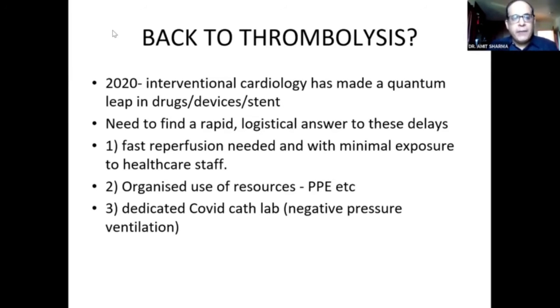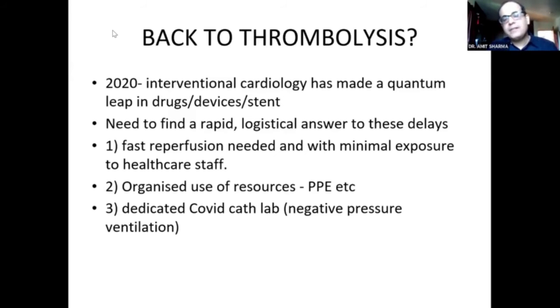It's a very difficult scenario. So even if you have a COVID positive hospital, it may not have a COVID positive lab. You will be putting stress on your existing infrastructure and machinery to take these kind of patients on the table for an angioplasty.